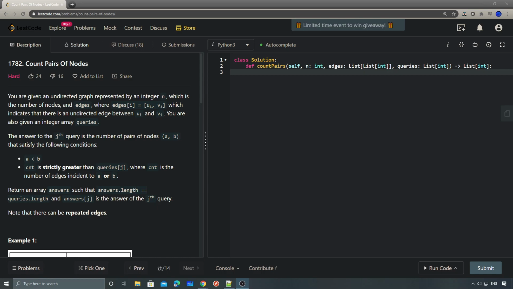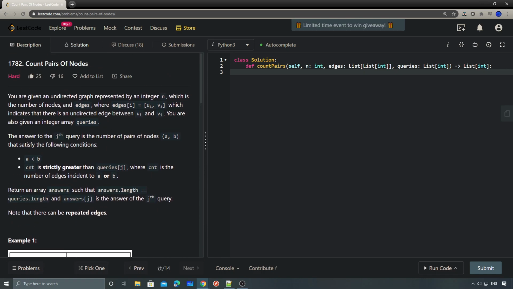So today, LeetCode problem number 1782, Count Pairs of Nodes. You're given an undirected graph, represented by an integer n, which is the number of nodes, and then you are also given the edges list. I think this is very common for graph problems. And then you're also given an integer array of queries.